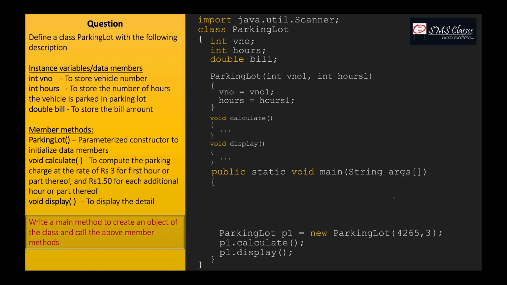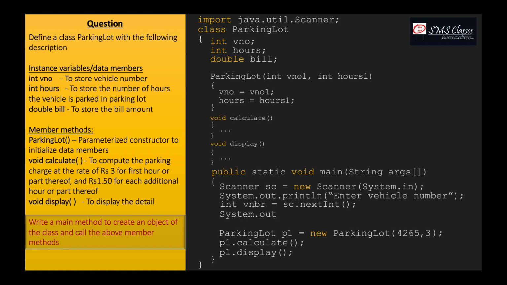Instead of hard coding, we can use Scanner to read the input from the user, that is vehicle number and the hours, and we can pass those as parameters. Now the vehicle number and hours are read from the user. That's it. We are done with the program.